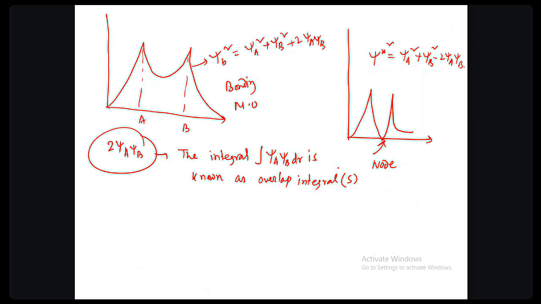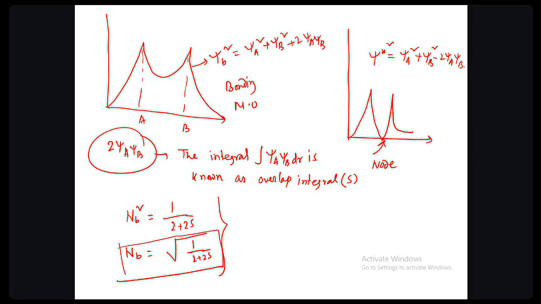From that, what we obtain comes from a rigorous calculation, but I will not go into the rigorous calculation. But we have to remember the bonding normalizing constant. N_B square equals 1 by 2 plus 2S, where S is the overlap integral. Now N_B equals root over 1 by 2 plus 2S. Who appears in the NET exam must look at this question. This is one MCQ question: what is the normalizing constant for the bonding orbital? That should be root over 1 by 2 plus 2S.